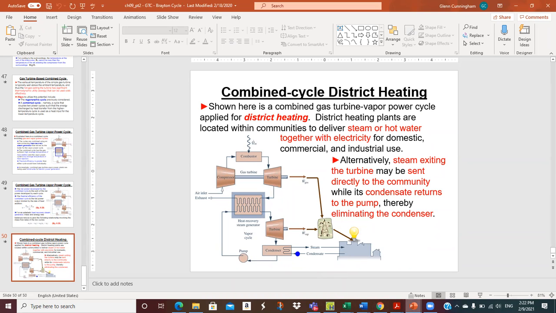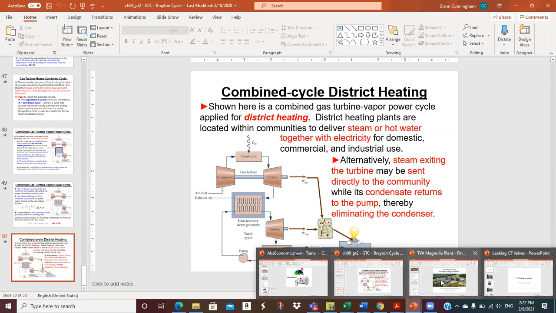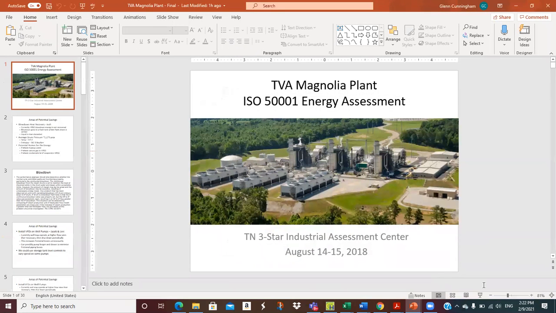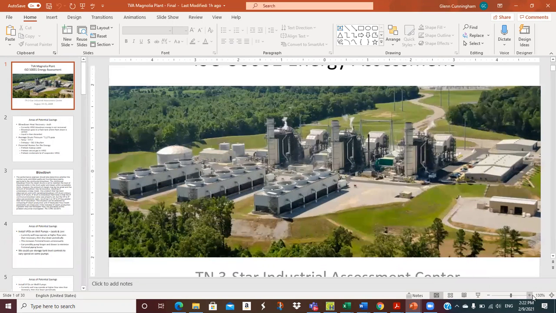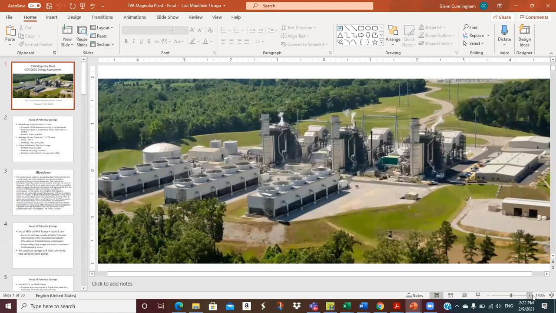But let me show you a couple other things here. I'm going to ramble now for a little bit. So this is a picture of Magnolia. Each one of these guys is the steam turbine, or the gas turbine is over here, and then it's all integrated together. But these are somewhere around 300 megawatts per unit. So this is a 900 megawatt plant. And you can see they're all three operating here.